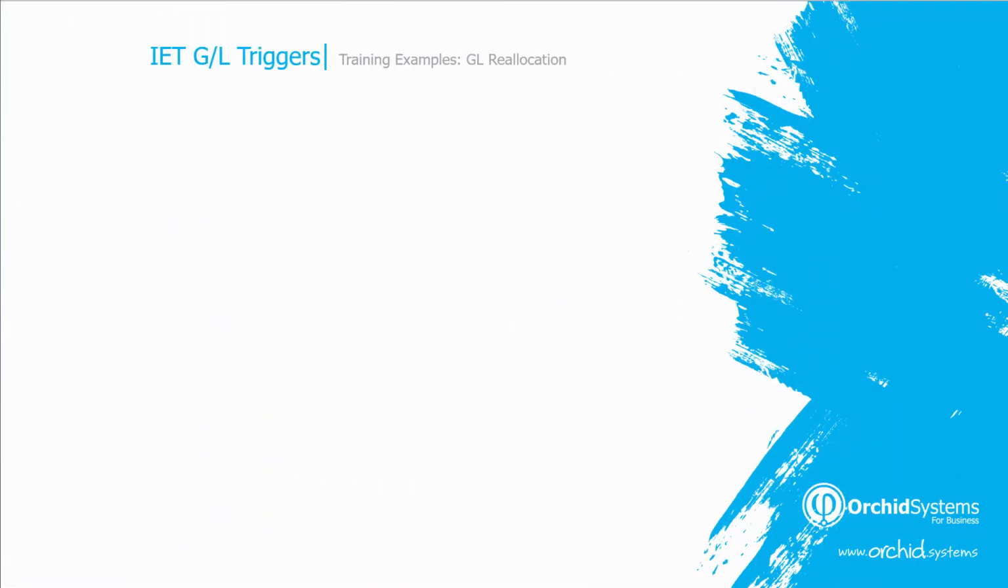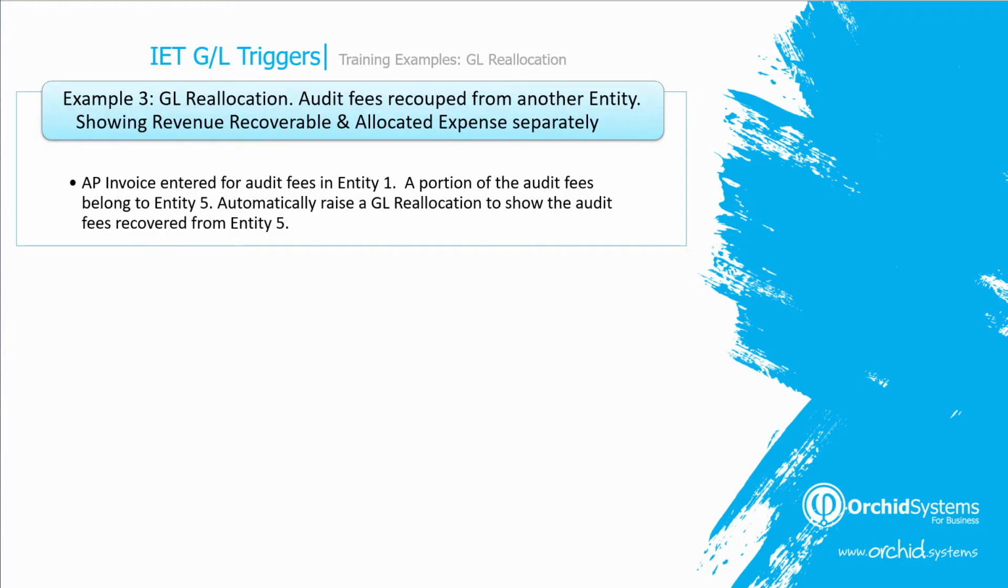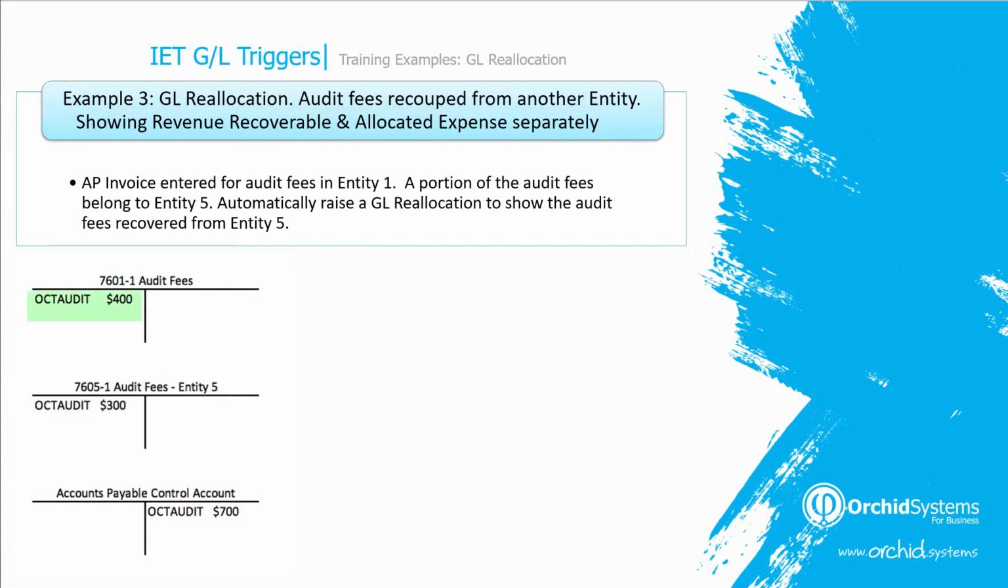And the last example of reallocations we're going to go through is a GL reallocation. We're going to enter an AP invoice for audit fees in Entity 1, and a portion of the audit fees belong to Entity 5. We're going to automatically raise a GL reallocation to show the audit fees recovered from Entity 5 and owing from Entity 5. The initial AP invoice will debit audit fees for $400, debit audit fees recoverable from Entity 5 of $300, and credit the control account of $700.